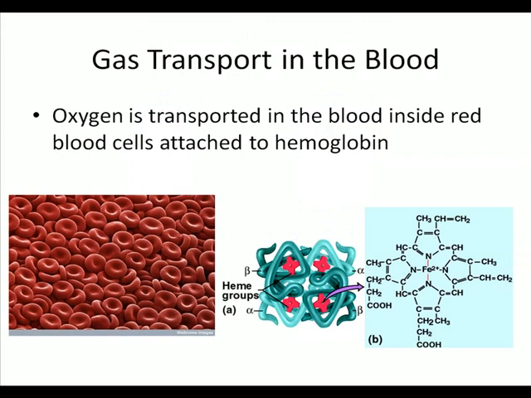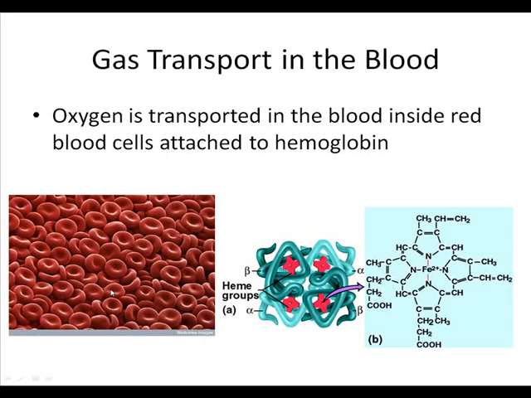Oxygen is transported in the blood inside red blood cells. That's a cool picture of red blood cells attached to a protein molecule called hemoglobin. This is a cartoon of what the hemoglobin looks like. You can see that it's kind of 4 structures stuck together, and each of those structures has an iron attached to this particular group. See the iron in there? That iron group is where the oxygen attaches. So every hemoglobin can hold on to 4 oxygen, carrying them around.